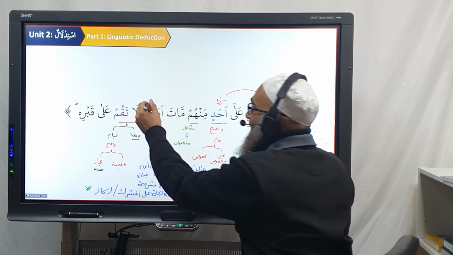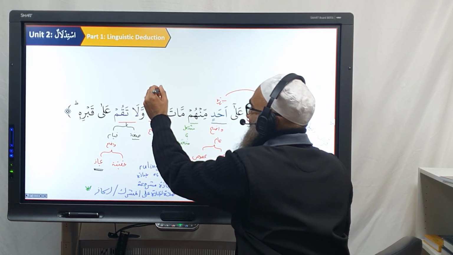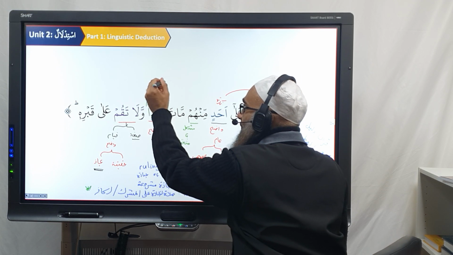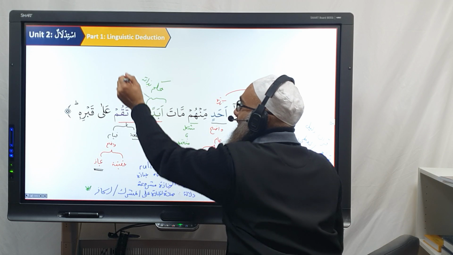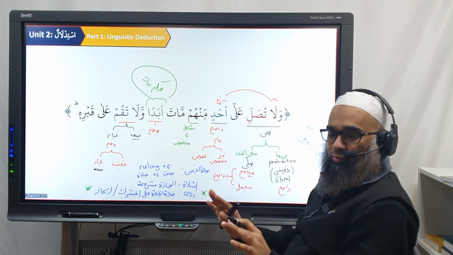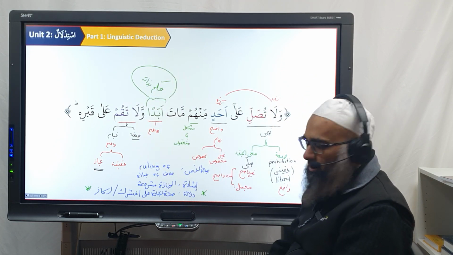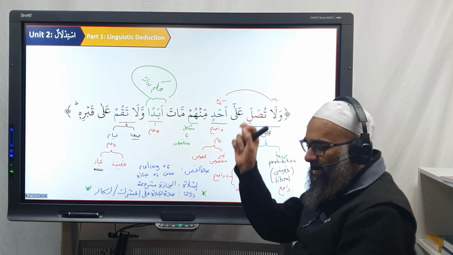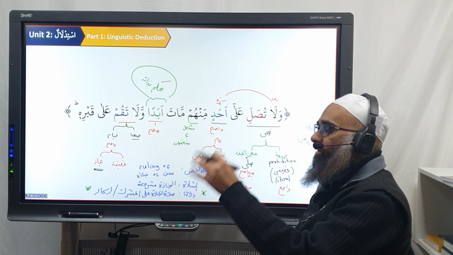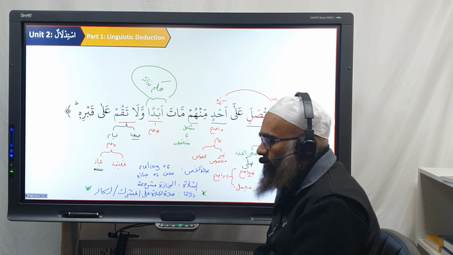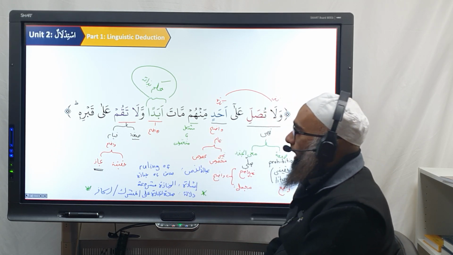So the word abadan from the onset tells us that when this verse was revealed, from that very point, this was muhkam bidhatihi, in itself. We knew from this text that there will be nothing to change this rule. Allah said abadan. This rule is a permanent rule. Never ever perform salah upon any of them who have died, and do not stand at their graves.